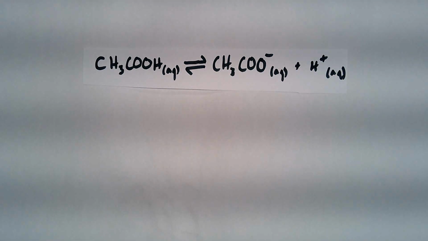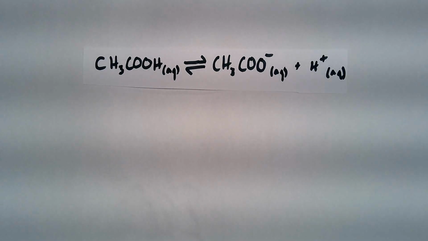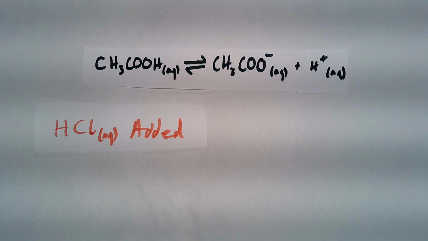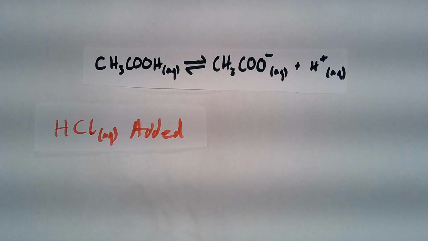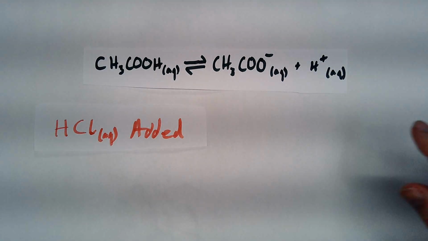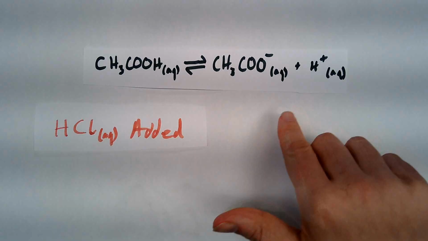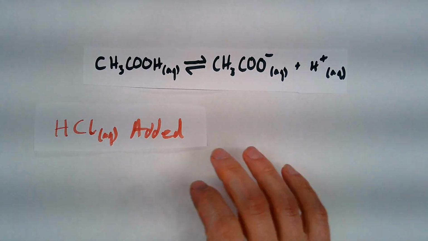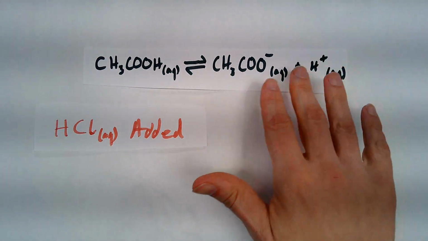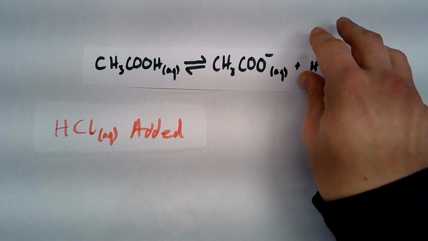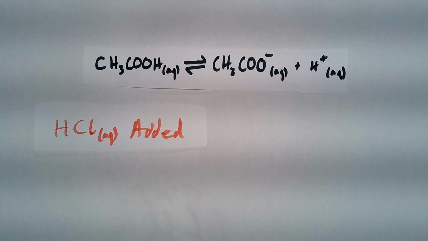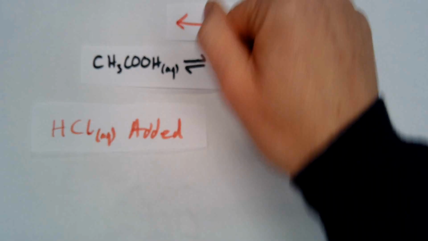So if we took that solution and we added HCl, then we would see a different but similar effect. So what's going to happen now is as we add HCl, we're going to increase the concentration of H plus. And when we increase the concentration of H plus, that means there's much more H plus here. The concentration is higher. Le Chatelier's principle tells us that the reaction is going to shift to counteract the change. It will go this direction this time.